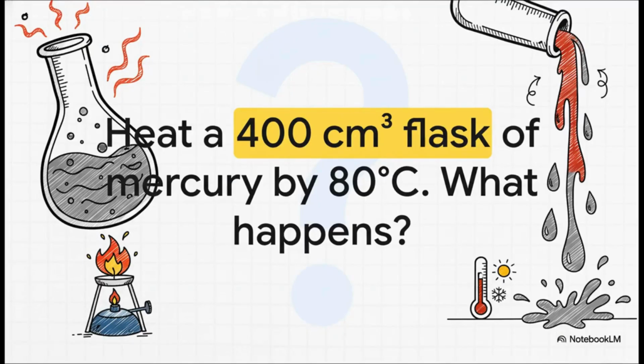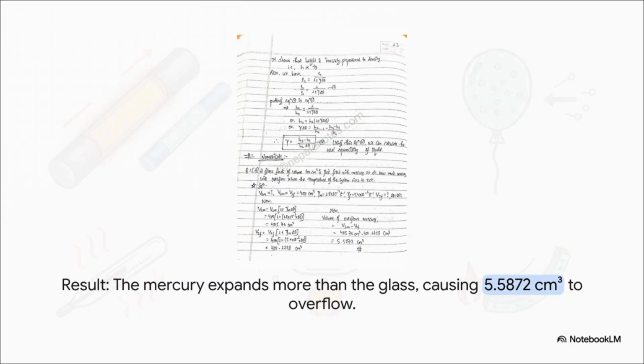So let's imagine a little scenario here. Let's say you have a glass flask that holds exactly 400 cubic centimeters. You fill it completely to the brim with mercury on a pretty normal day. Now, what do you think is going to happen if you heat that whole thing up by a whopping 80 degrees Celsius? Well, it turns out that mercury expands way more aggressively than glass does. The math shows that even though the glass flask gets bigger, the mercury tries to get even bigger. And the result? You get a spill. Specifically, 5.58 cubic centimeters of mercury overflows. It's a perfect practical example of how different materials have different expansion rates.